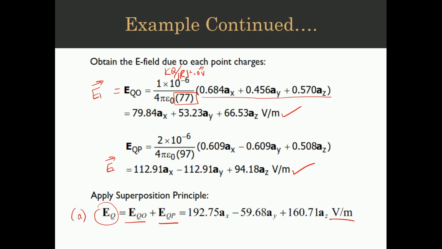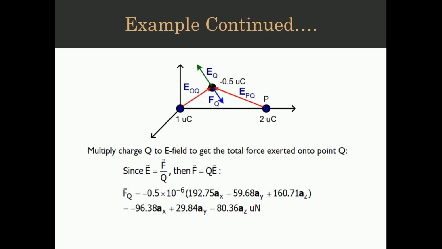Now for the second part, once we know the total electric field, which is EQ over here, we just use the basic equation of electric field intensity, which is the ratio of force per unit charge, to find the force, which is going to be QE. So the force, based on the charge of negative 0.5 microcoulomb, comes out to be this many micronewtons. This is the total force, or the solution to the second part.